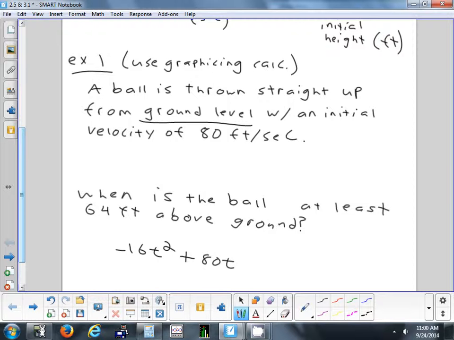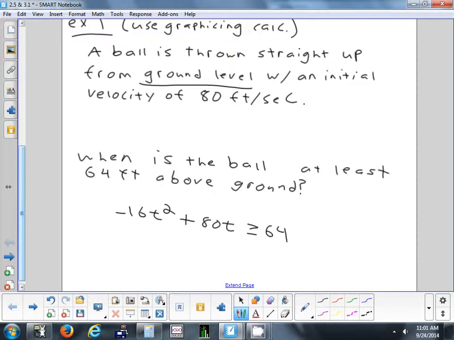And I want to know when the height of this object is at least 64 feet above the ground. James, what inequality symbol would that be? At least 64. So if I said to you, you need to score at least a 64 on the test, that means you could score more than that. Yeah, more than that. So it's 64 or more, which is greater than or equal. So you want the height to be at least 64.